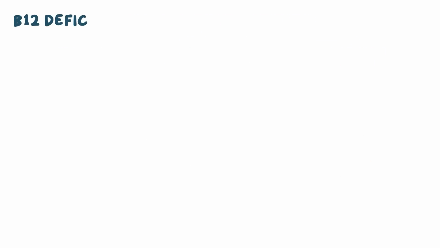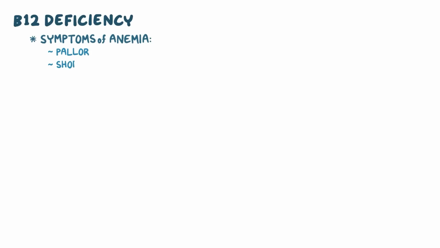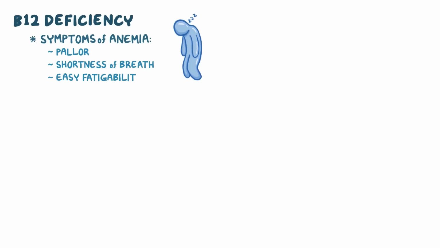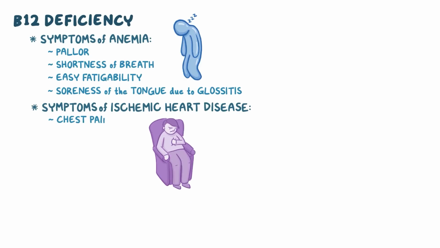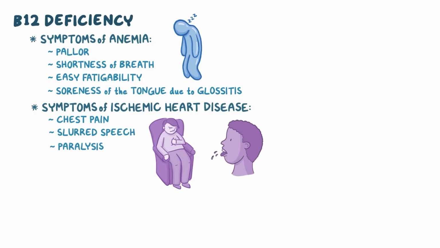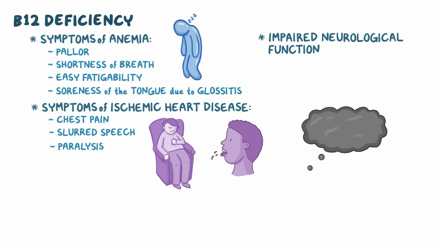Now, B12 deficiency most commonly causes signs and symptoms of anemia, like pallor, shortness of breath, and easy fatigability, as well as soreness of the tongue due to glossitis. In some cases, they may also present with signs and symptoms of ischemic heart disease, like chest pain, or signs of stroke like slurred speech and paralysis. Lastly, in very severe cases, B12 deficiency may lead to impairment of neurological function, where individuals present with loss of memory function, decreased reflexes, and psychosis.